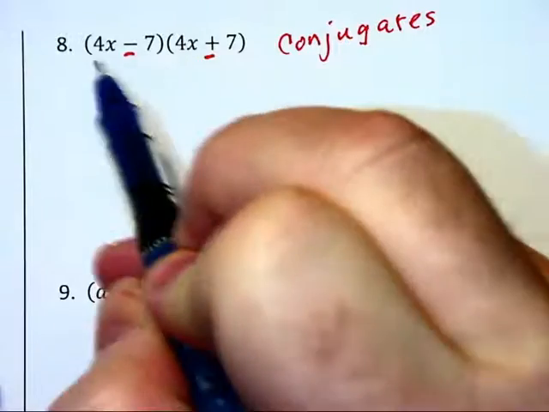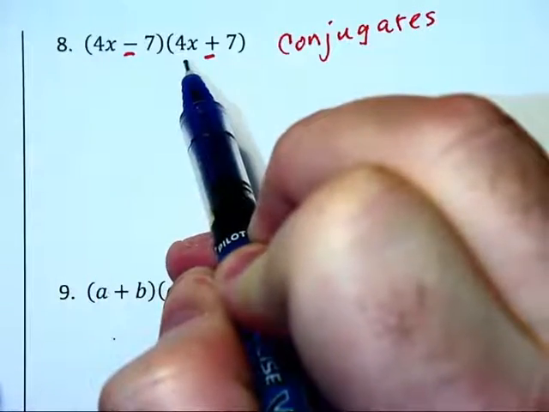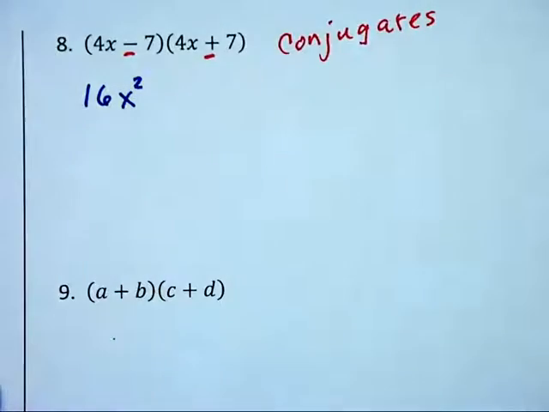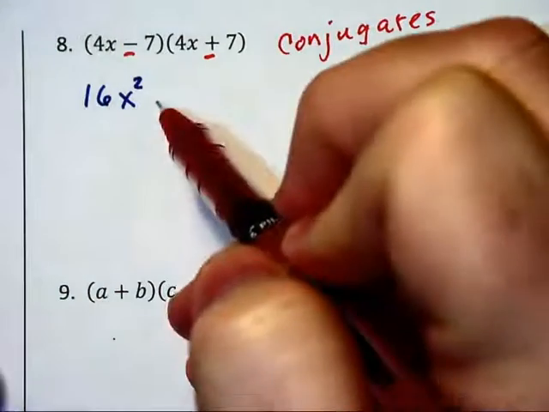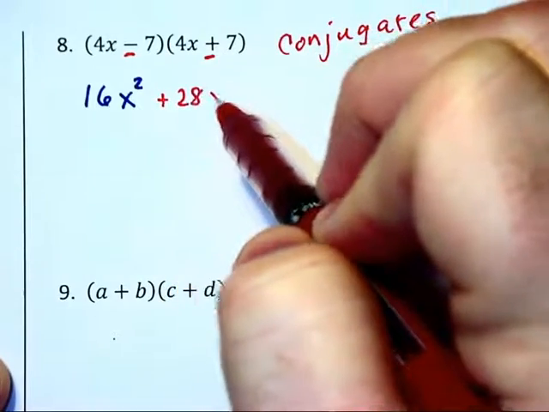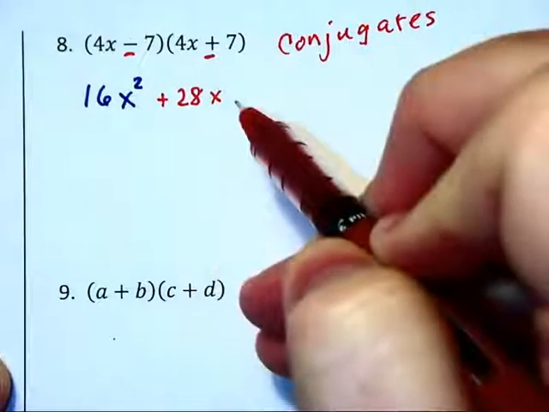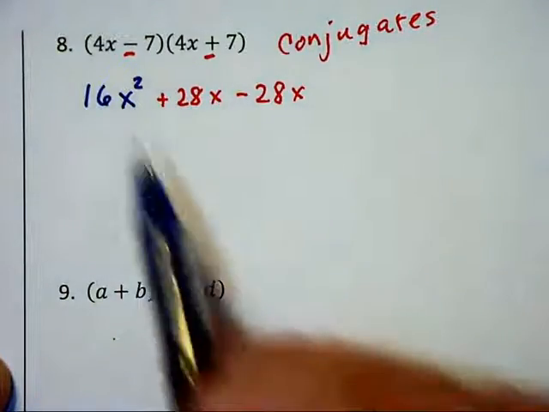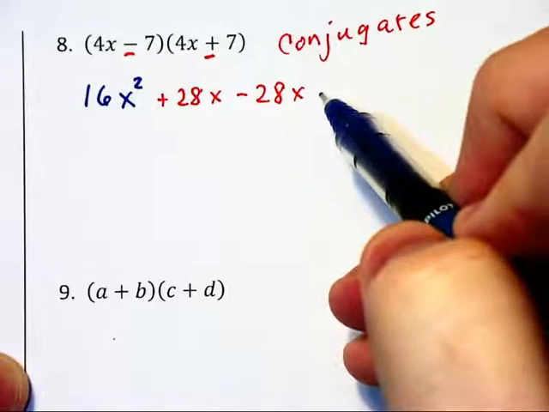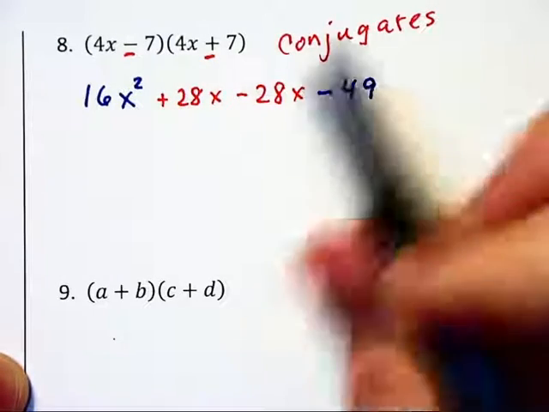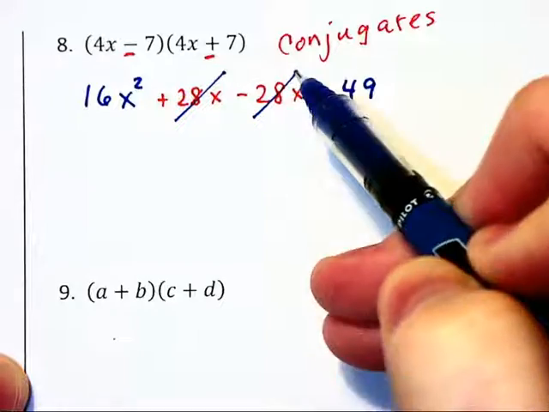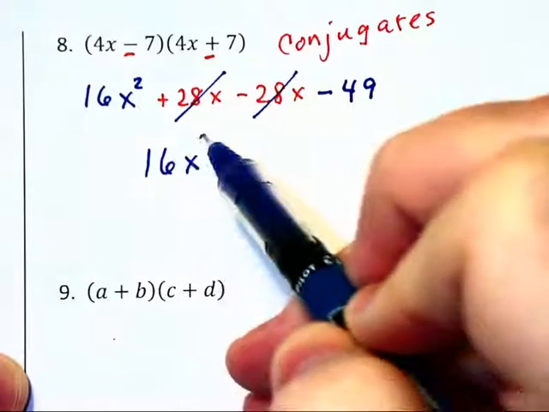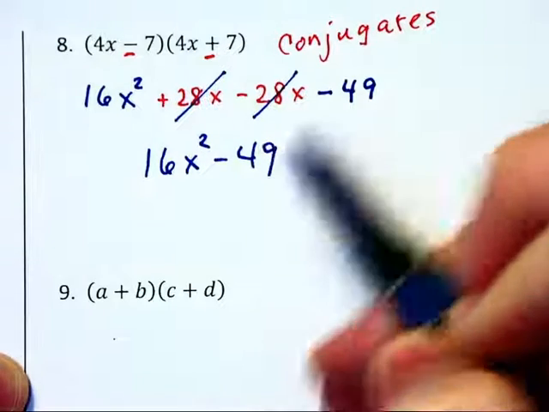We're going to multiply the first part of our FOIL together, first, 4x times 4x, making 16x squared. And then the outer terms, 4x times positive 7 is a positive 28x, and the inner, negative 7 times 4x is negative 28x, followed by the last term, negative 7 times positive 7, which is negative 49. Notice how these middle terms are opposites of each other and can be canceled, leaving just 16x squared minus 49.